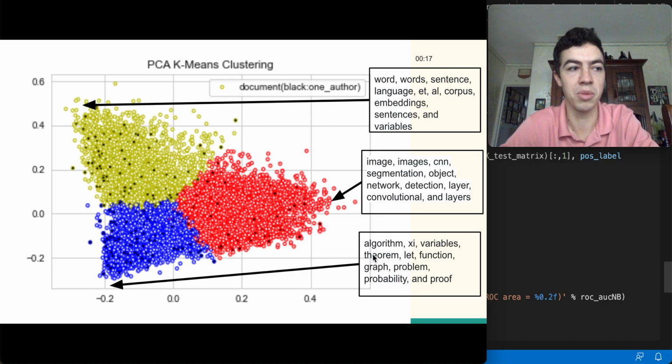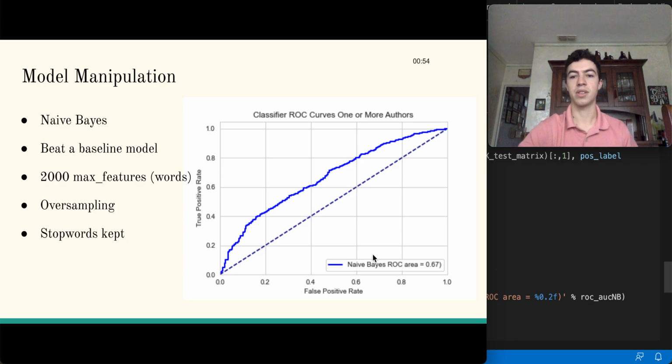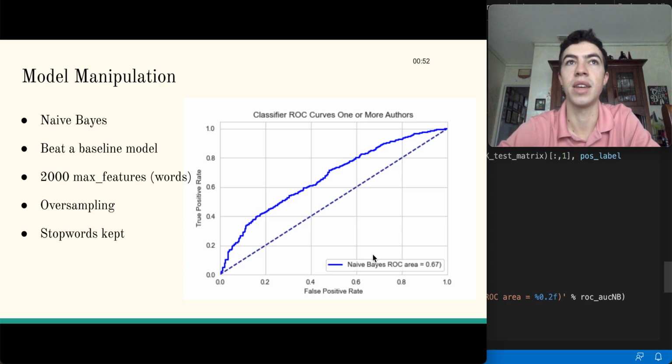My model will be able to try its best to determine how single researchers differ. So this was my model. I tried random forest and other models. I tried another one, but this one was naive Bayes that beat my baseline model over the ROC curve the best.